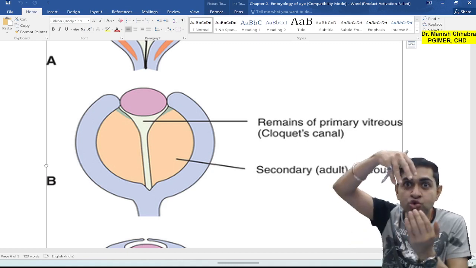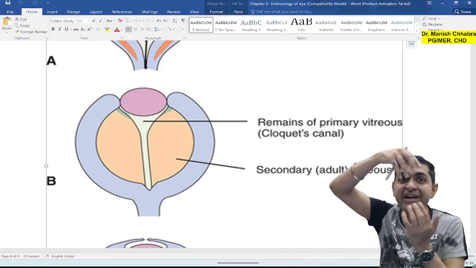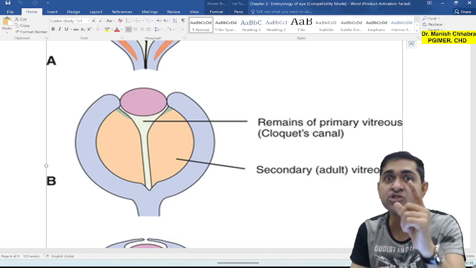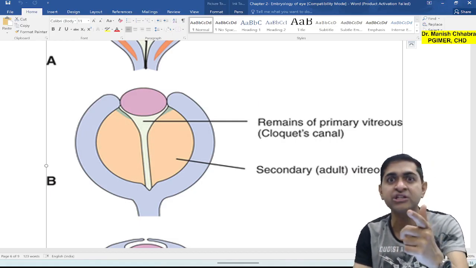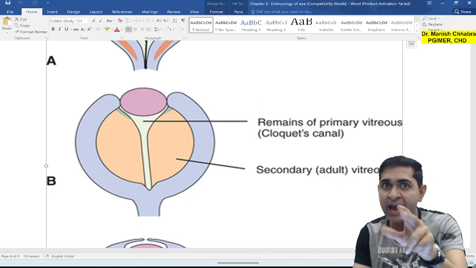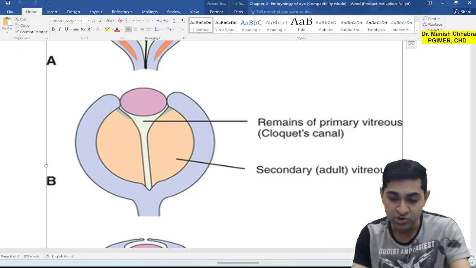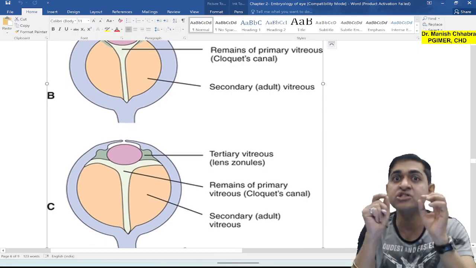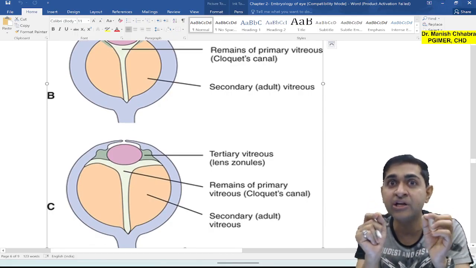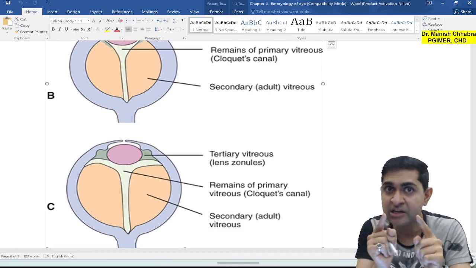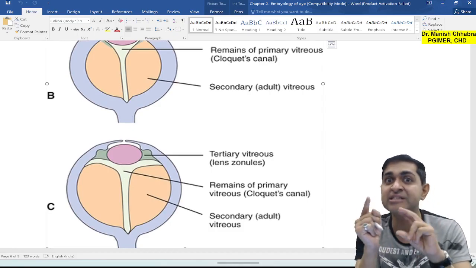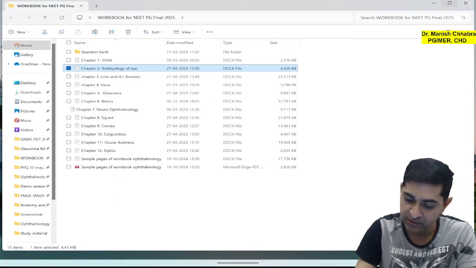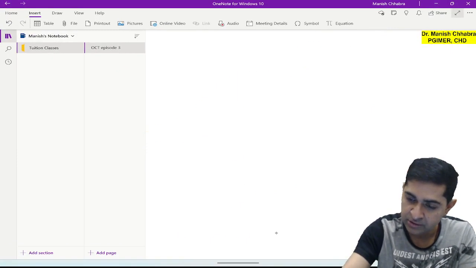And the lens zonules, which is a thread-like structure that holds the lens in its place, that is tertiary vitreous. That is also secreted by optic cup and hence neuroectoderm. So secondary vitreous and tertiary vitreous, as you can see, are neuroectodermal in origin. But primary vitreous is actually hyaloid artery. It is mesodermal in origin. We are going to write it now.